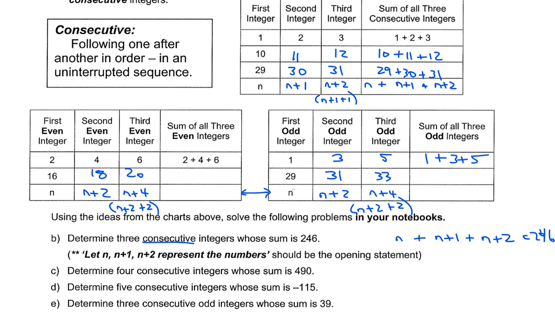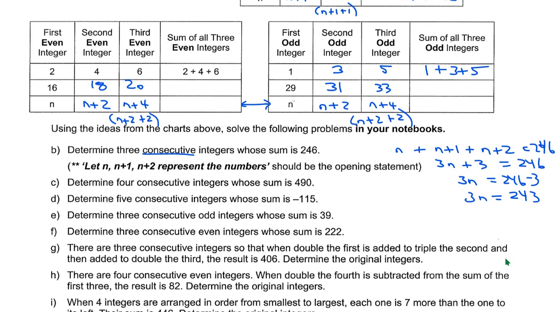Okay, and we solve this, so we collect. So this is 3n plus 3, collecting the like terms, equals 246. 3n equals 246 minus 3. And 3n will equal 243. Divide both sides by 3. I'll just skip that line real quick because I don't have any space. And you get n is 81. So you know the first number is 81.